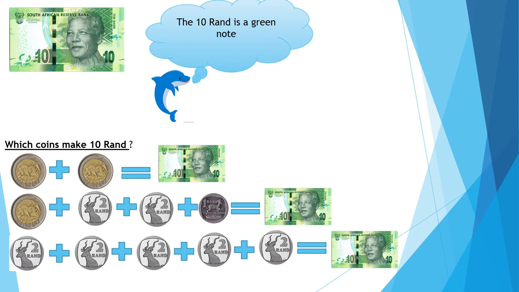The 10 rand is a green note. Which coins make 10 rand? 2 5 rand coins make 10 rand, that is 5 plus 5 equals 10 rand, or 5 plus 2 plus 2 plus 1 will give you 10 rand, that is 5 plus 2 is 7, 7 plus 2 is 9, and 9 plus 1 is 10 rand. Or we could use 5 2 rand coins, that is 2 plus 2 plus 2 plus 2 plus 2 equals 10 rand, that is 5 times 2 equals 10.